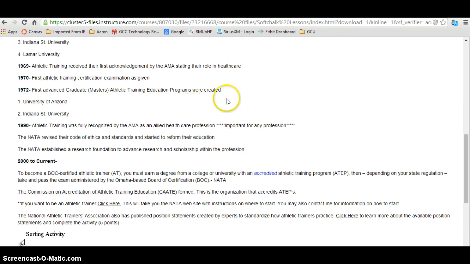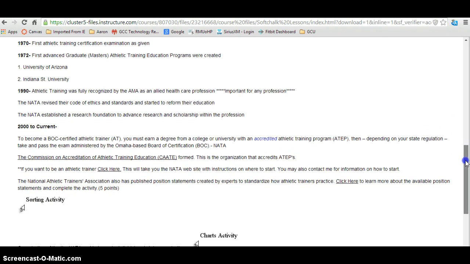In 1990 is when we gained full recognition by the American Medical Association. This is very important for our profession. This really gave us legitimacy as athletic trainers. We revised things like our code of ethics, our research studies, really trying to solidify ourselves. Again, very young. Only in 1990 was this happening, so it's a very young profession.